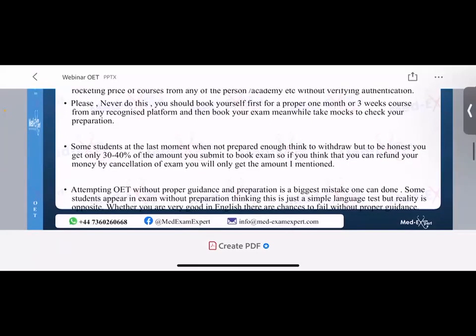This is very important. If you have prepared well, and you think that you will perform very well in the exam, it is advisable to take mocks from any recognized platform. Okay, it's totally up to you, but mock exams help you a lot.